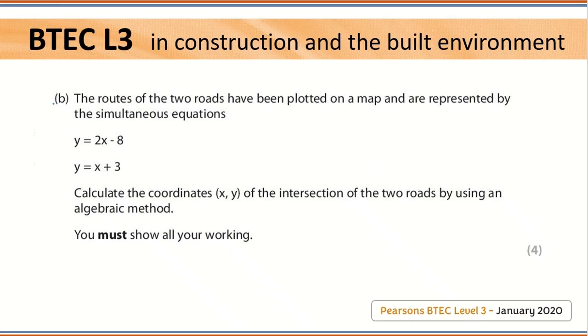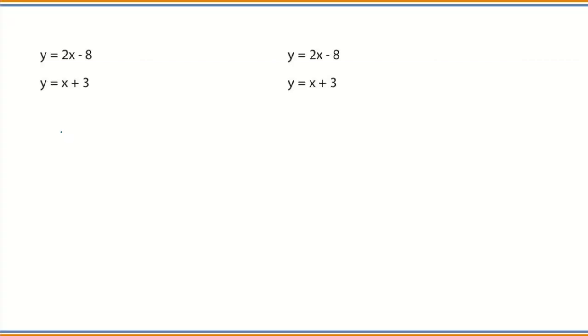And this is the third and last exam question in this video. The routes of the two roads have been plotted on a map and are represented by these two simultaneous equations. Calculate the coordinates x, y of the intersection of the two roads by using an algebraic method. You must show all your working. To solve these two simultaneous linear equations, I'm going to use both methods.